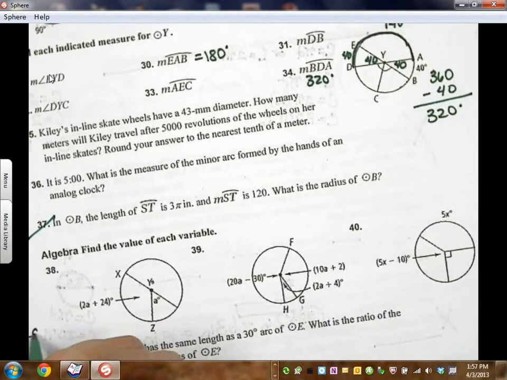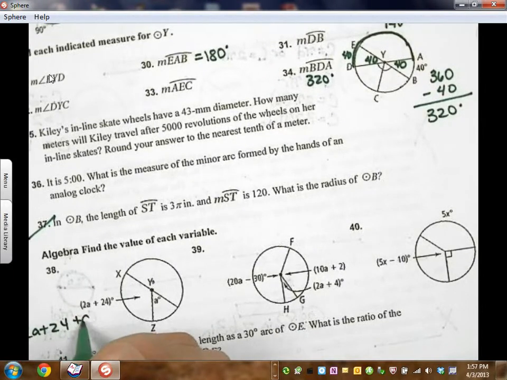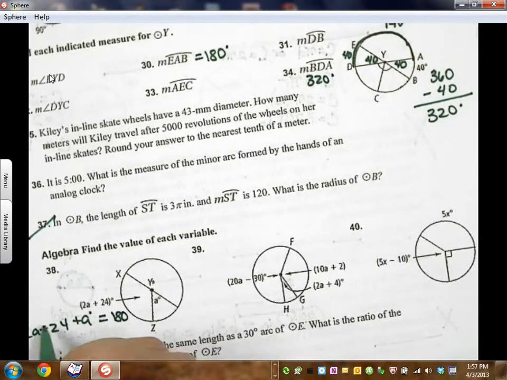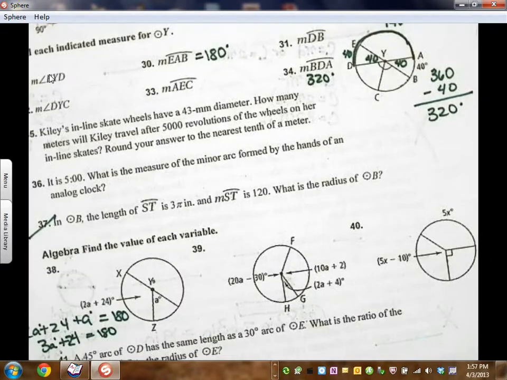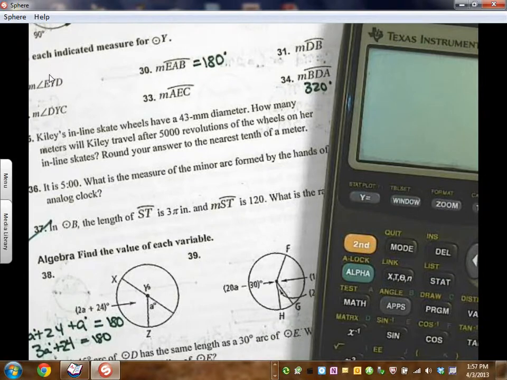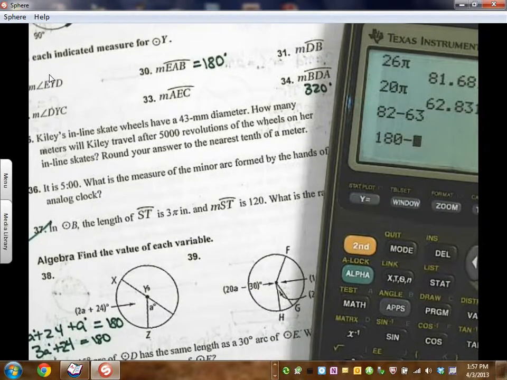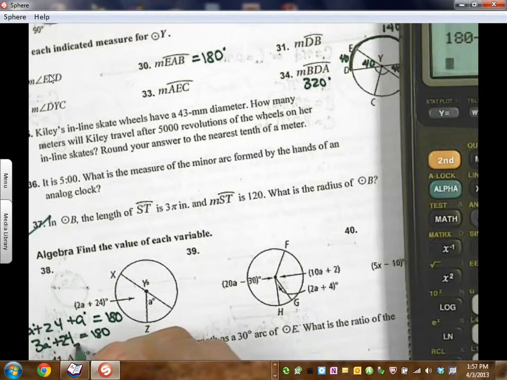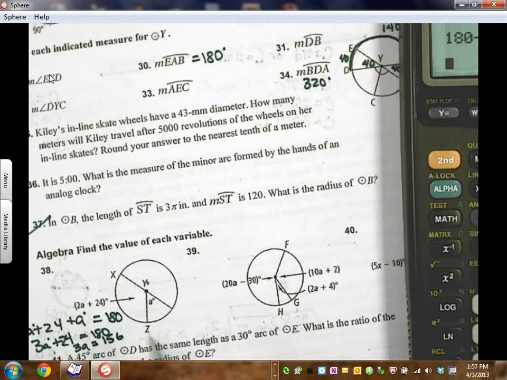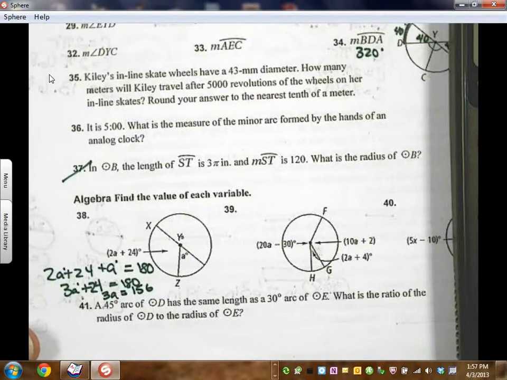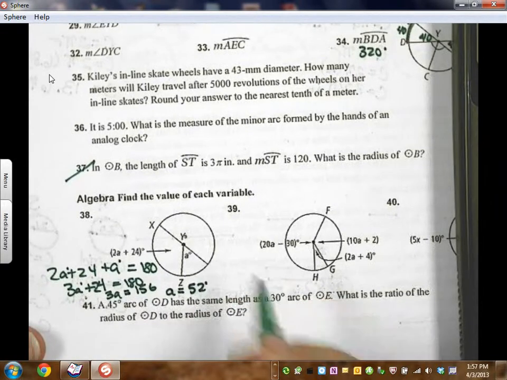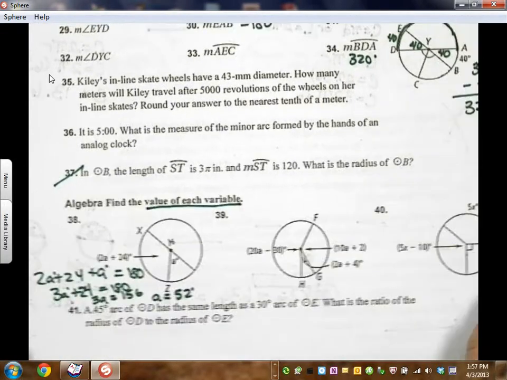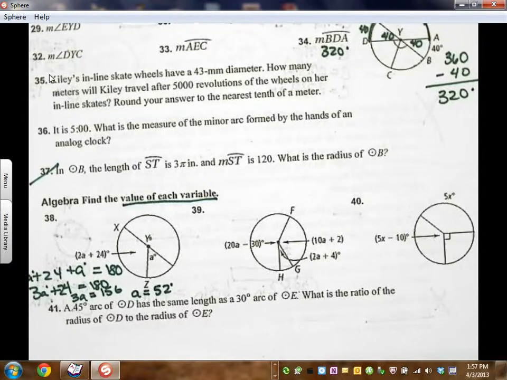2a plus 24 plus a equals 180 degrees. So we have 3a plus 24 equals 180. Subtract 24 from 180, and I know 3a equals 156. I'm going to divide by 3. And so I know that a equals 52 degrees. It just wanted me to find the value of each variable. Hopefully that'll give you a clue as to what you're doing.